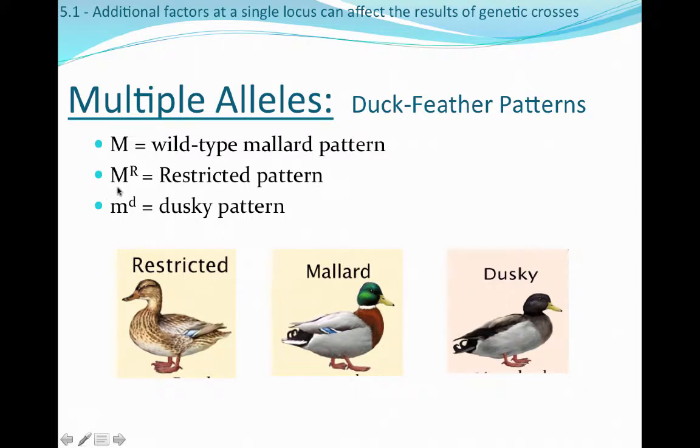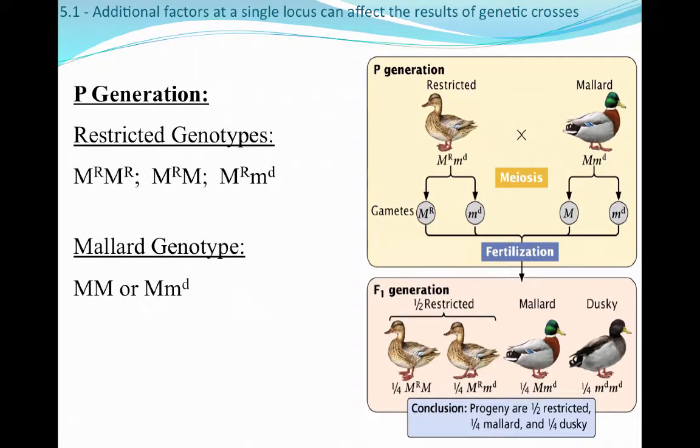The second allele is M^R, a restricted pattern, which is what a lot of our female hens look like. The third allele is a little m^D, which signifies a dusky pattern, and these individuals tend to have darker points and a little more definition than the restricted individuals. If we look at inheritance patterns in our duck species, starting with the parent generation, these are the different genotypes that can occur if we cross a restricted individual with a mallard.